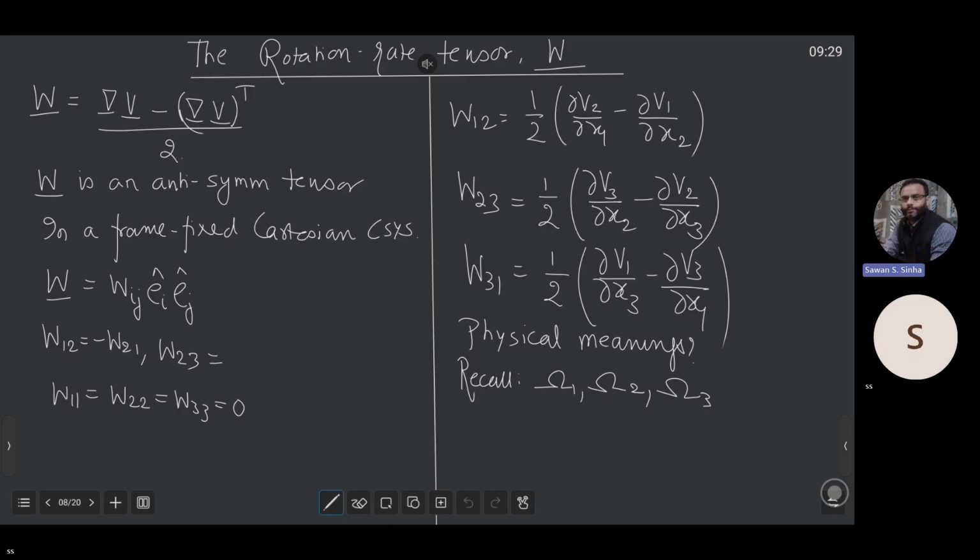So we defined this tensor, strain rate tensor. Now I'm going to define another tensor related to the velocity gradient field. We call it the rotation rate tensor. Symbol will be W. What is the rotation rate tensor? Anti-symmetric part of the velocity gradient tensor. Okay.